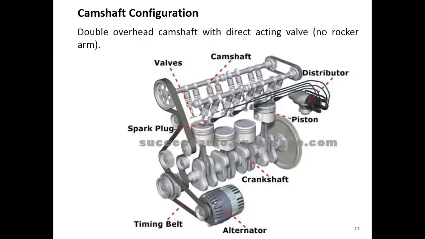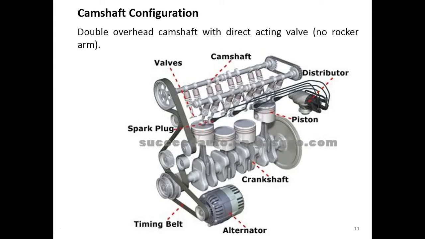Okay, this shows you the camshaft configuration, which is the double overhead camshaft with direct acting valve. I want to show you this because before that I showed you the rocker arm in the valve mechanisms, but today this is the configuration that they use. No more rocker arm. They have a direct contact, which means the cam makes direct contact with the valve tip. No need for the rocker arm to make that contact.